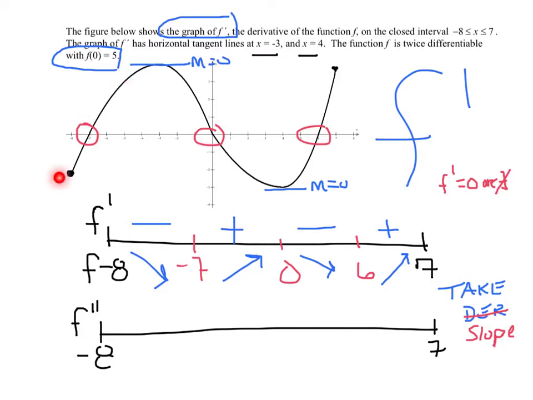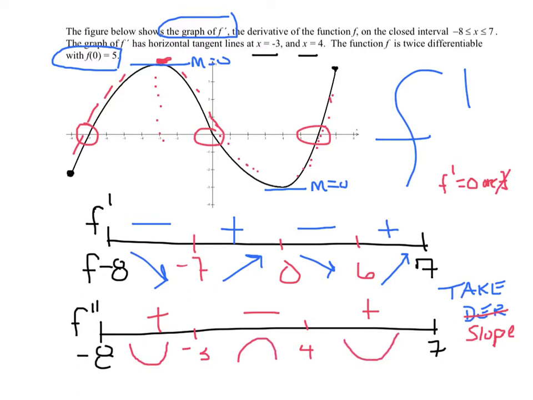Starting at -8, all of these slopes are positive. Draw little tangent lines on there if you can't tell. I'm positive till I get right to my horizontal tangent, which they told me was -3. Then all of my slopes are negative till I get to my horizontal tangent, which was at 4. Then all of these slopes are positive. Now the second derivative, remember, is describing concavity. So I've got concave up, concave down, concave up. If you make these two quick sign charts, you should be able to answer a whole ton of questions about the function. Now that we've got our sign charts, let's answer some questions.